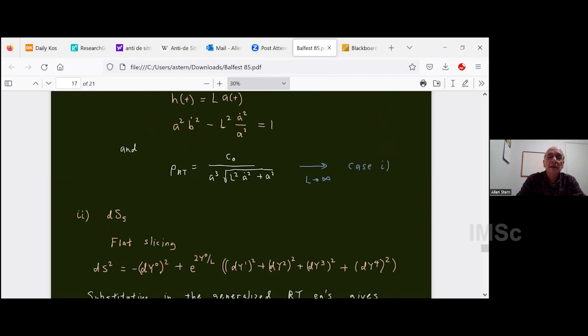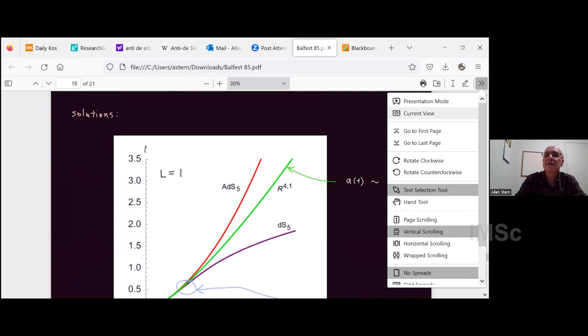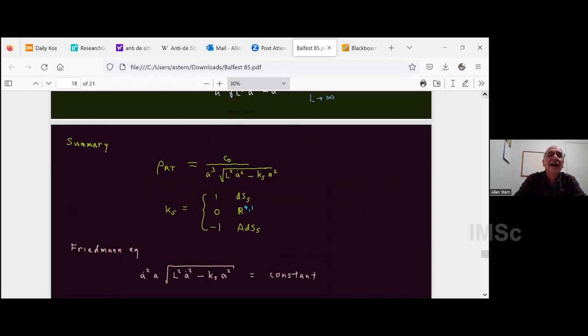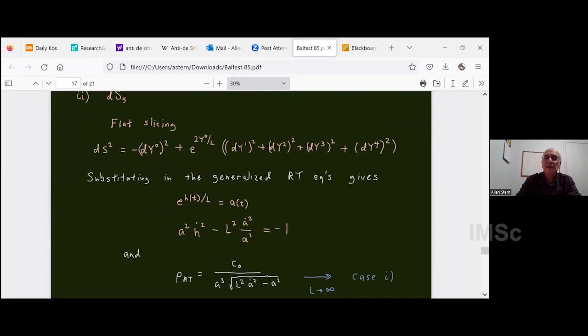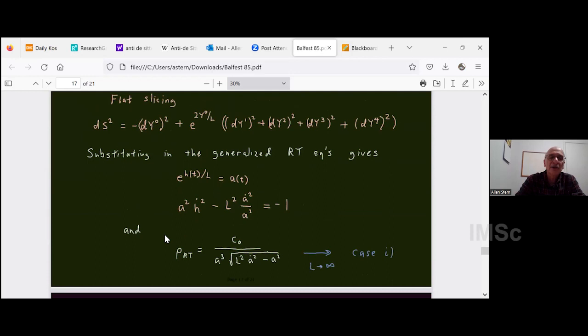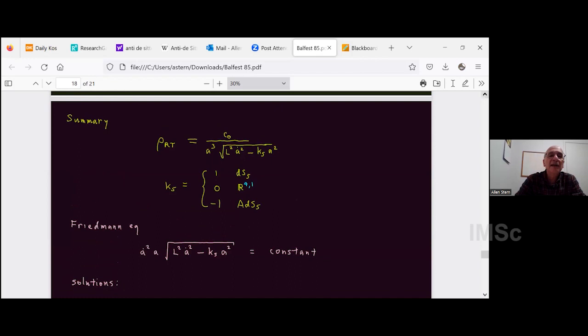Oops, oh boy, sorry, I'm jumping the gun here. Okay, this is the result you get for the de Sitter space. There's just some change in sign here in the expression for the effective density for this source term. And actually, one can summarize all three of these cases with this formula here for this new source term.